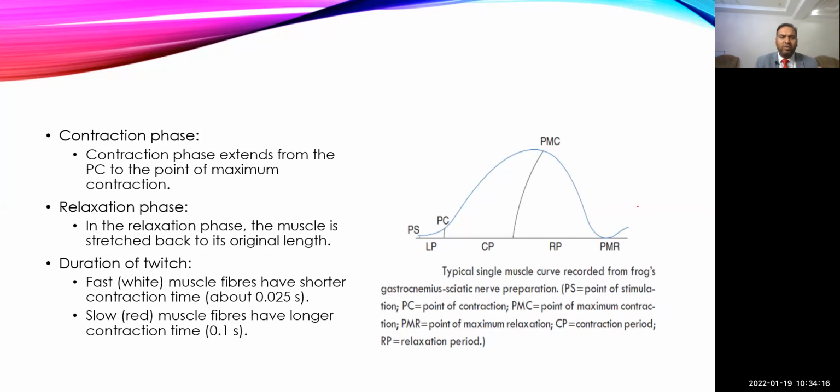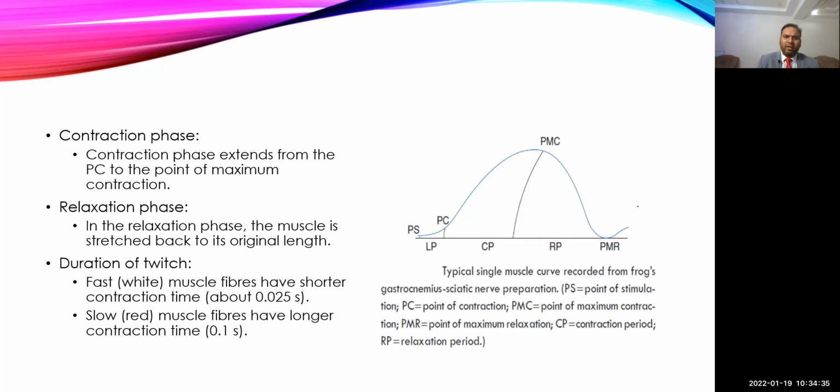Here, the duration of the simple muscle twitch varies with the different fibers. Fast fibers will be very short, about less than 0.02 second, whereas slow fibers will have a little bit longer contraction, that is 0.1 second.